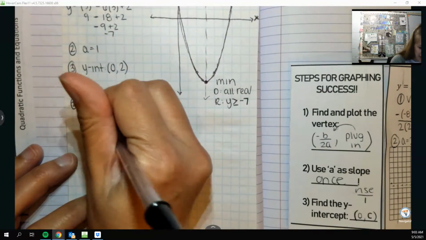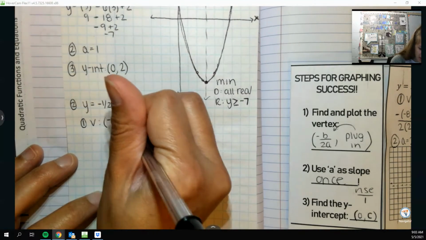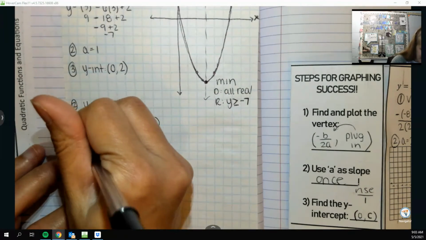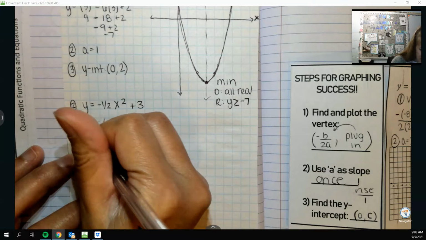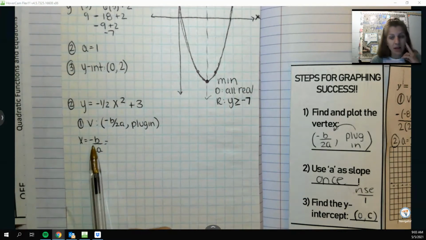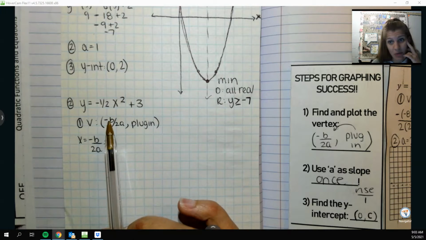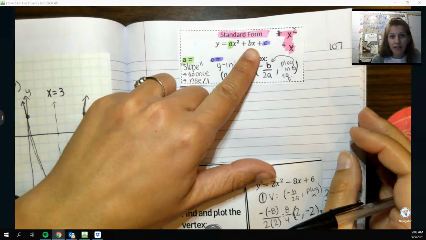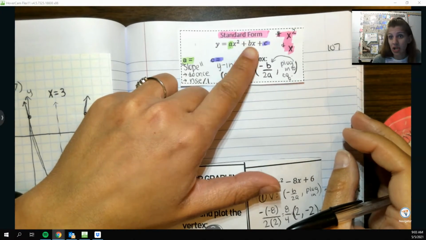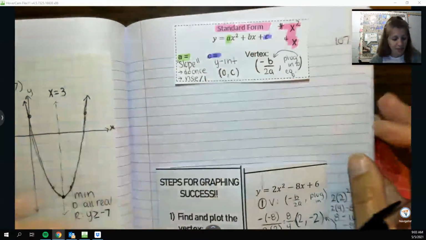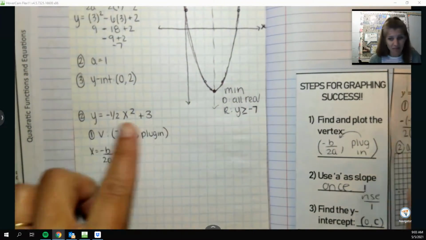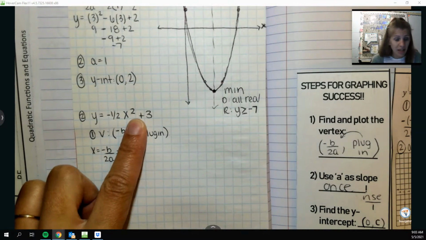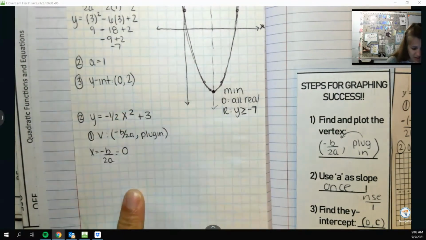So the first thing we want to think about is finding that vertex by doing negative b over 2a and then plugging her in. To find that x value by doing the negative b over 2a, this is where I wanted to think about this in standard form, because the b value, if we remember, is always the middle number, the just x number, not the x squared. This one doesn't have a just x. There is no middle x value.